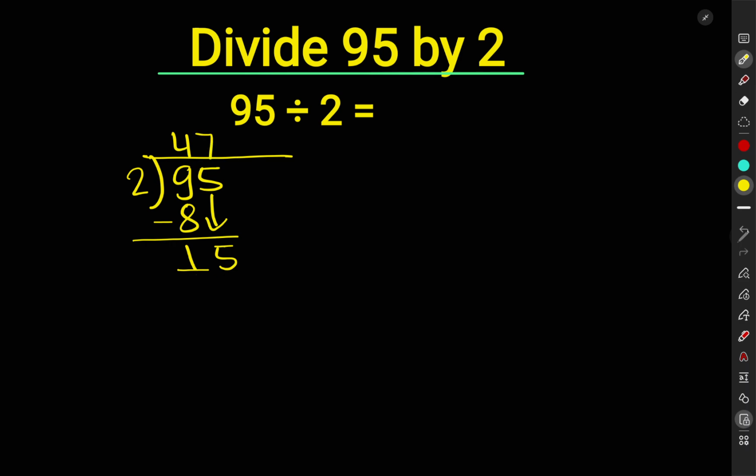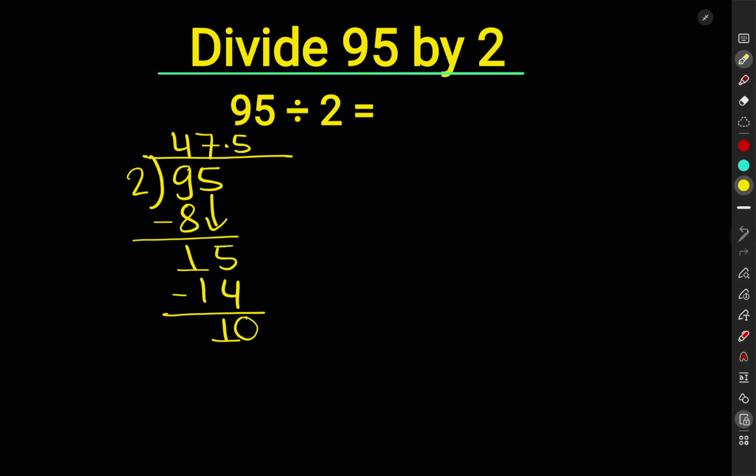So 2 times 7 means 14. On subtracting we get 1. So again this 1 is less than 2 and there is no other number beside. So we put here a decimal so that we take here 0. So now it became 10.